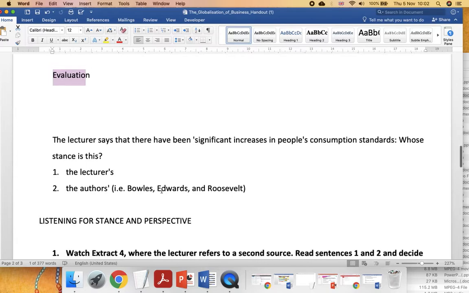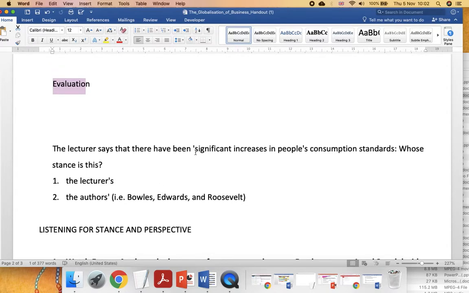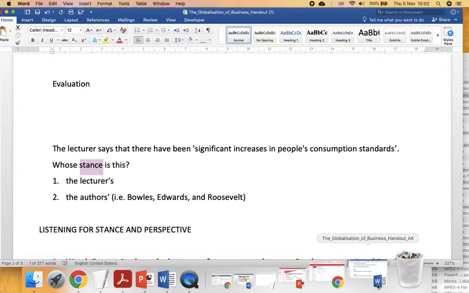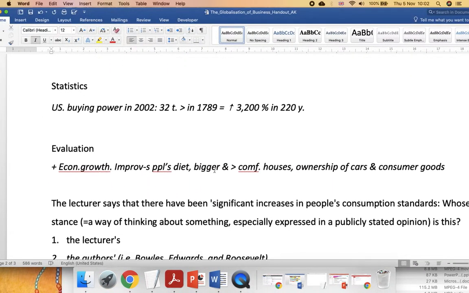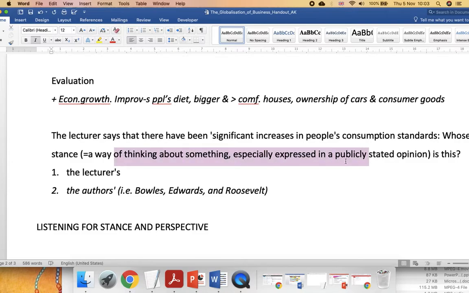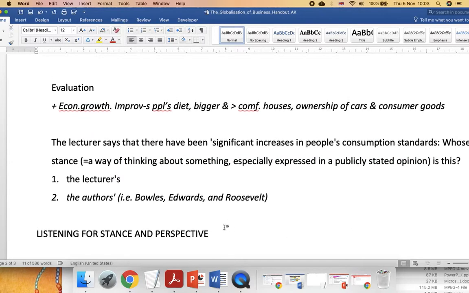Now the question is, the lecturer says that there have been significant increases in people's consumption standards. She quotes. So, whose stance is this? Hers or the author's? First of all, check what stance means. Pause the tutorial. Good. So, I hope what you got is that a stance is a way of thinking about something, especially expressed in a publicly stated opinion. And that is clearly the author's stance.